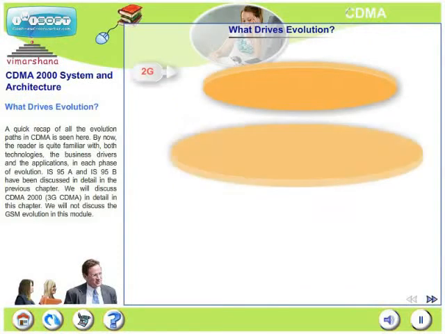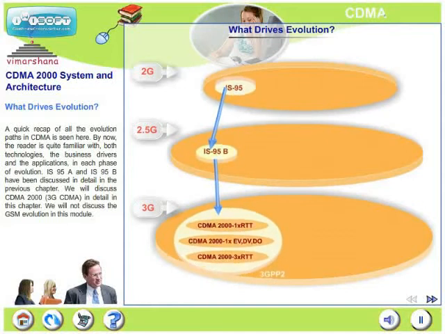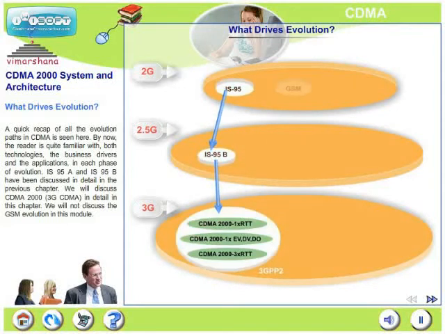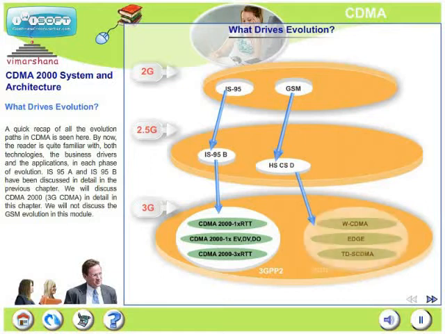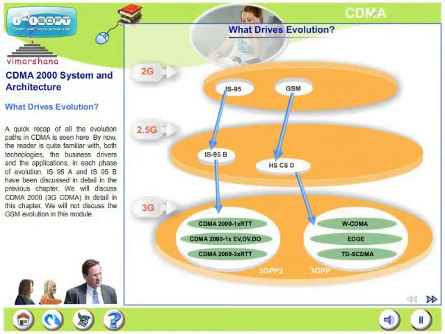Let us see some more aspects of what drives this evolution. Let's look at the figure on the screen now. A quick recap of all the evolution parts in CDMA is seen here. By now, the reader is quite familiar with both technologies, the business drivers, and the applications. IS-95A and 95B have been discussed in detail in the previous chapter. We will discuss CDMA 2000 in detail in this chapter. CDMA 2000 is the 3G version of CDMA. We will not discuss the GSM evolution at all in this module.